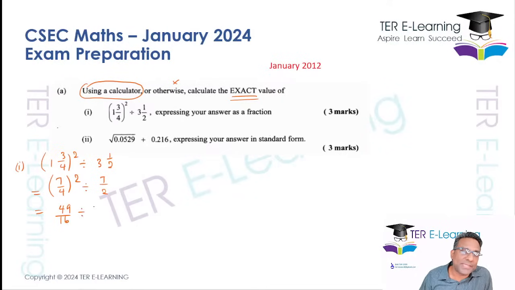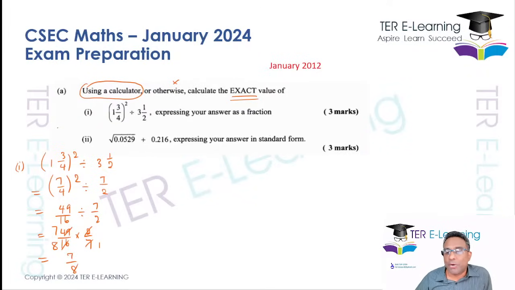Divided by 7 over 2. So if you're dividing a fraction here, we're going to have to change the division sign to multiply and invert. So this is going to be 49 over 16 multiplied by 2 over 7. So in this case here, this 2 can go into this 16 8 times. This 7 can go into this 7 times. So therefore, we're going to get 7 over 8, right?